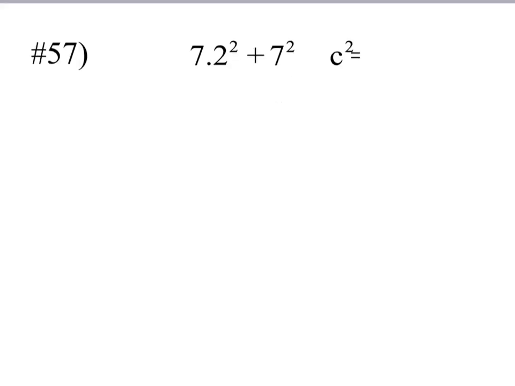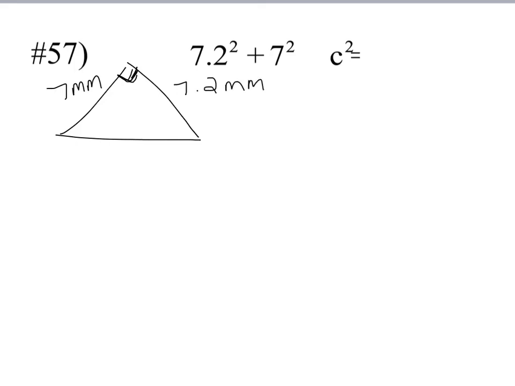All right, and the last triangle, 57, looks like this. Oh, that was a terrible right triangle, but you get the idea. So we have 7 millimeters and 7.2 millimeters.